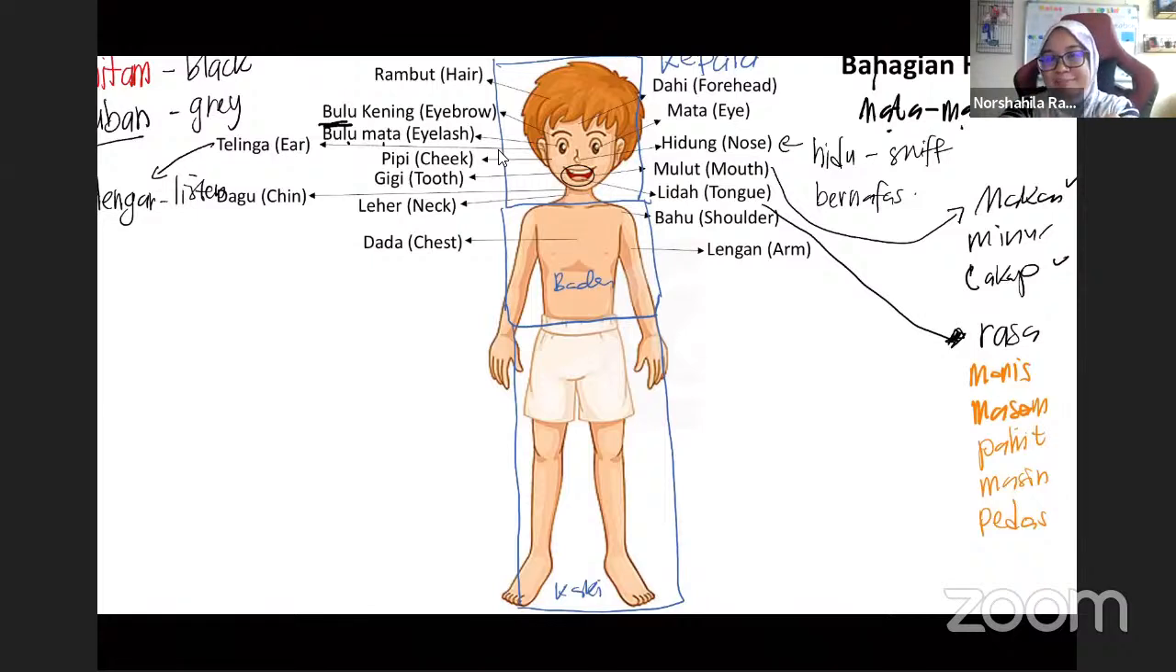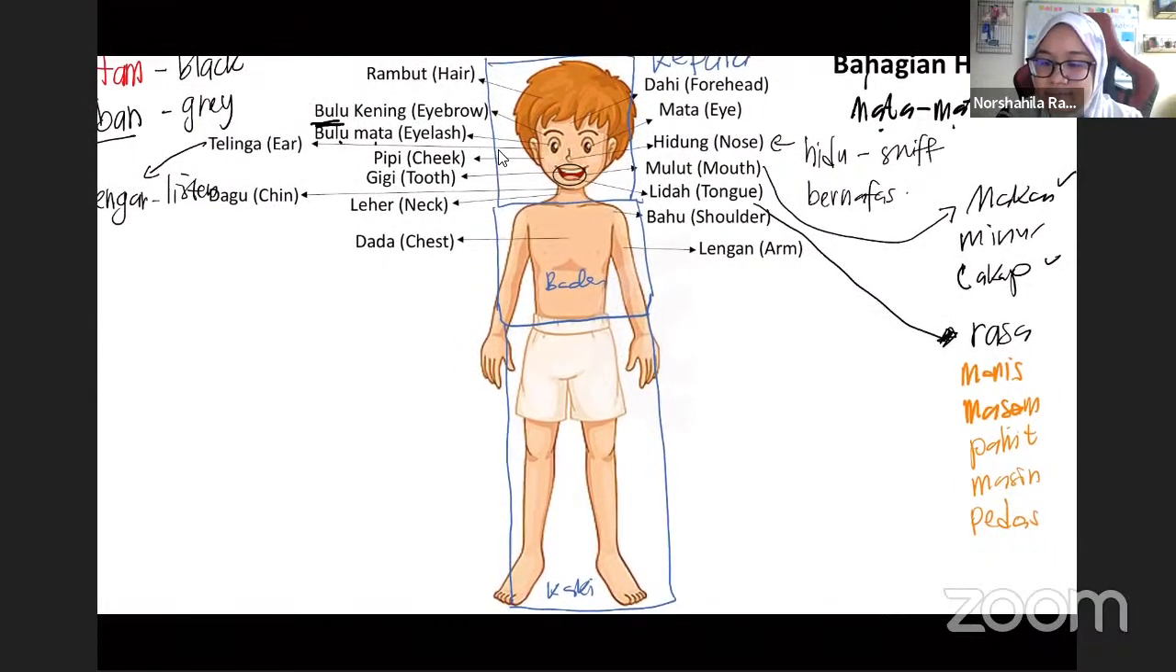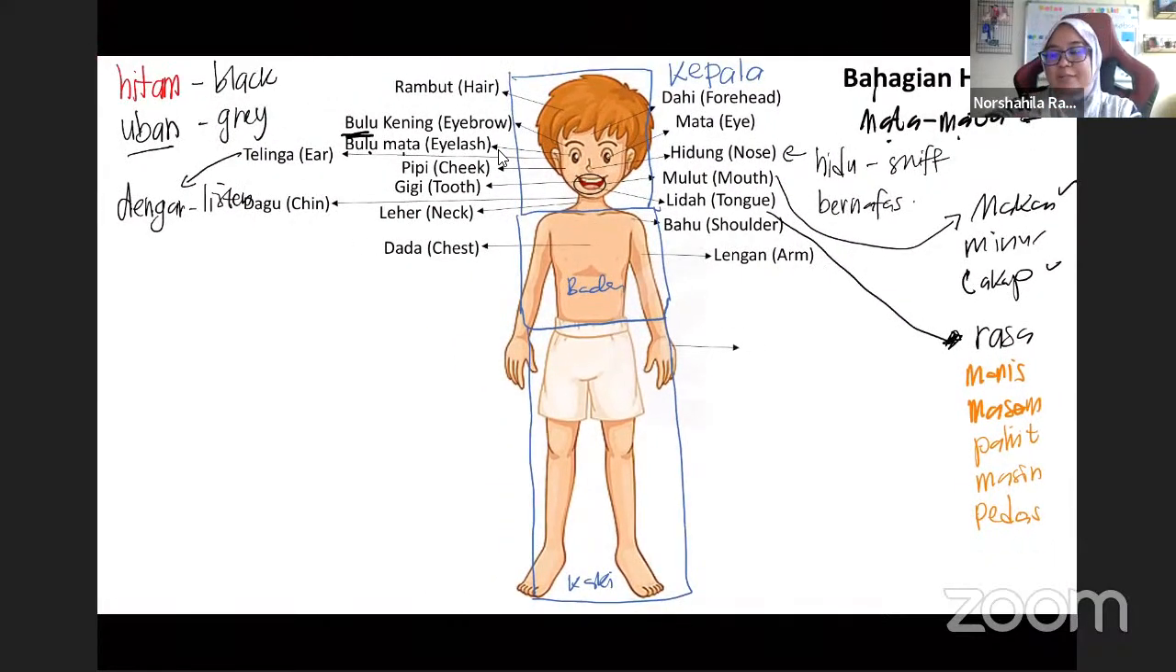So this is our arm, and then our hand is going to be from the elbow to this part. This one is lengan. From here to this part is tangan. From this part, our arm, to our siku here is our tangan part. Okay, so this is tangan.